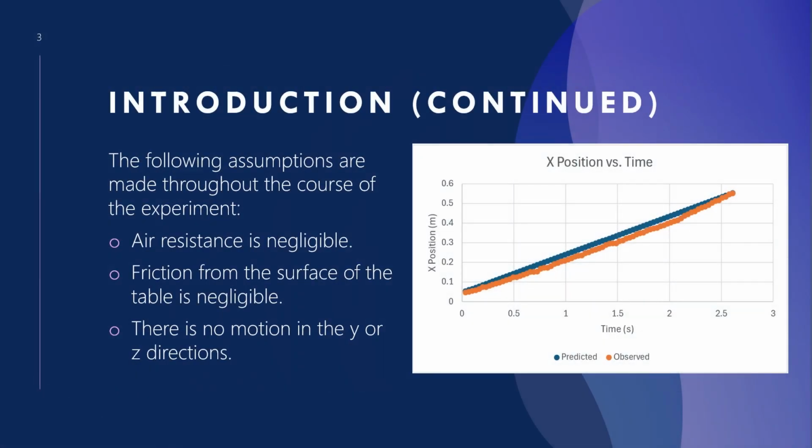You can also see that the following assumptions were made throughout the course of the experiment. First, that air resistance is negligible, friction from the surface of the table is negligible, and finally, that there is no motion by the system in the y or z directions. You can also see later results from the experiment.